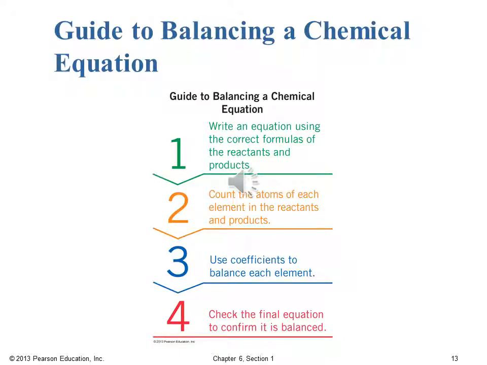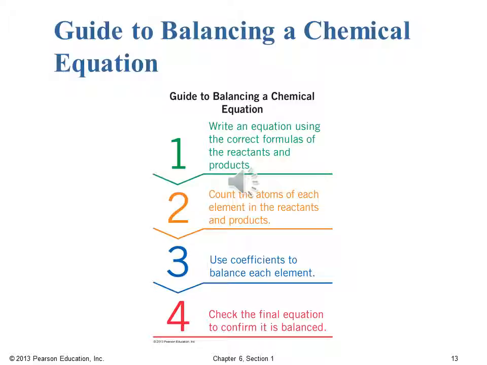All right, so as our textbook has done in the past, we've got a guide to balancing a chemical equation here. So this is a four-step process, and first of all, we're going to write an equation using the correct formulas of the reactants and products. Okay, so getting that correct chemical formula is key, and once we have it correct, we do not change those subscripts. Number two, we count the atoms of each element in the reactants and products.